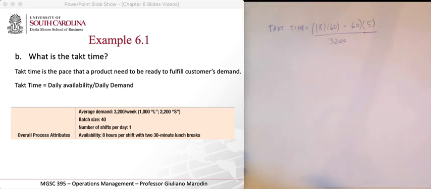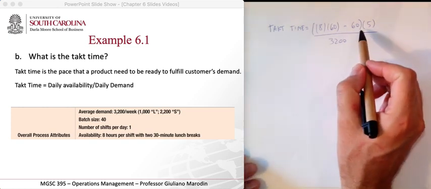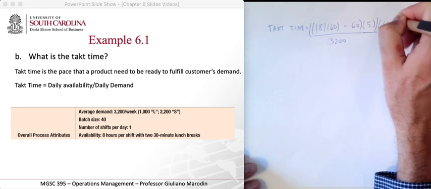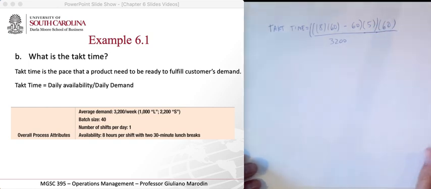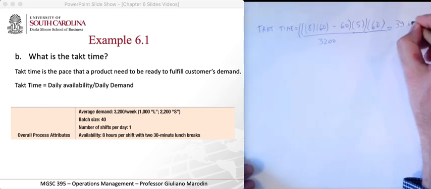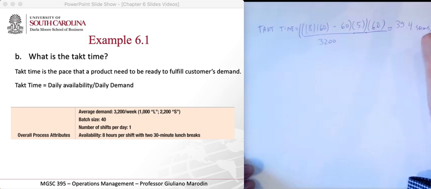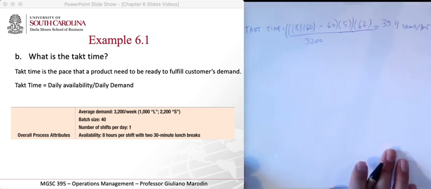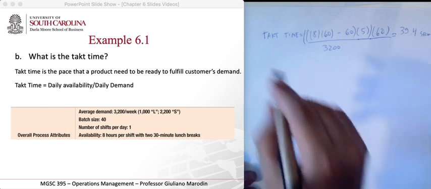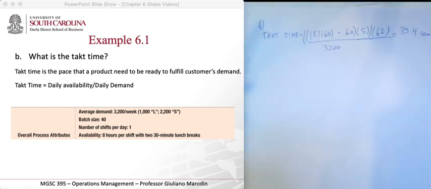These are now in minutes per week, so I'm going to multiply all of that by 60 to make it seconds. And that gives me 39.4 seconds per part. Okay, now it's good. 39.4 seconds per part, and that's my takt time, so let's put B here. Let's go to our next one.